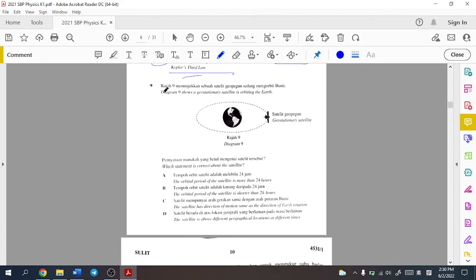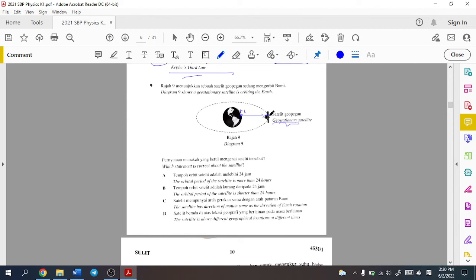Okay, next. Diagram 9 shows a geostationary satellite orbiting the Earth. Geostationary satellite. So you see the word here, geostationary. You see the stationary here. Stationary means it doesn't move. So when you see geostationary, it means that, for example, the point here on the Earth is KL. When you are at KL, you look up into the sky, the satellite will always be there, although your Earth keeps rotating.